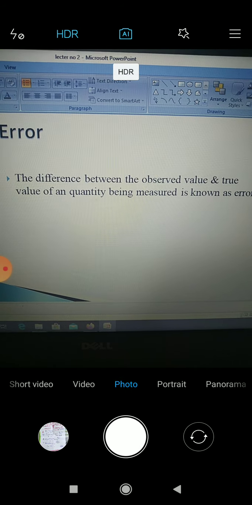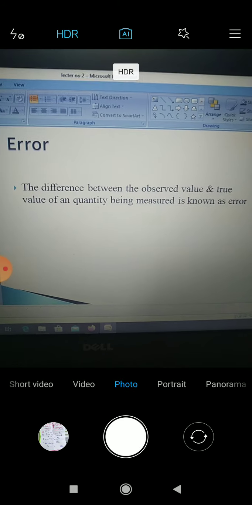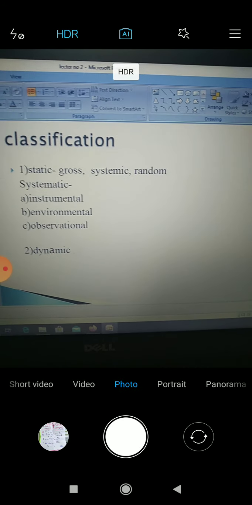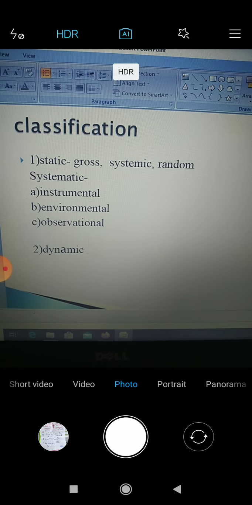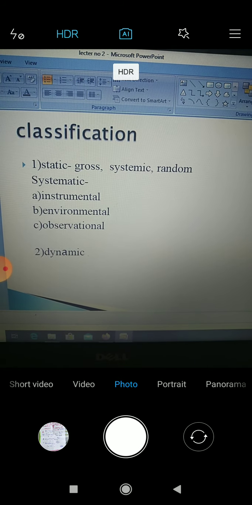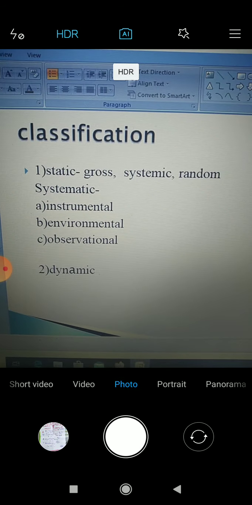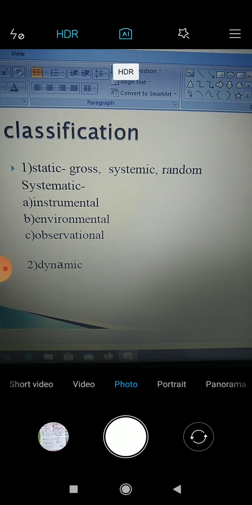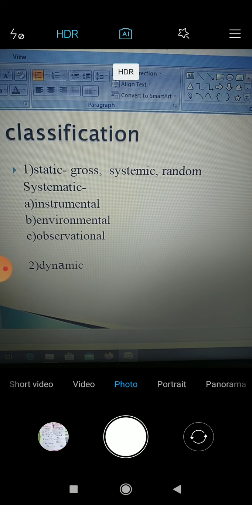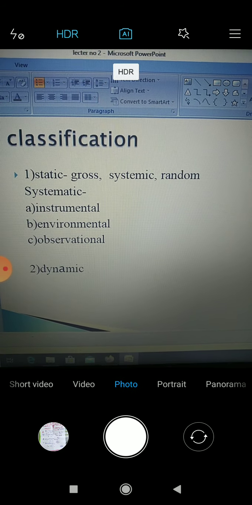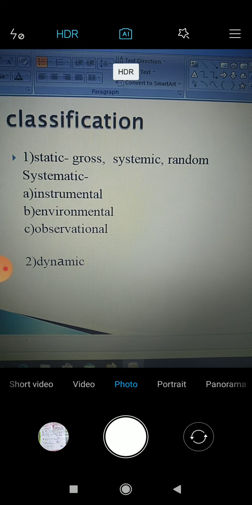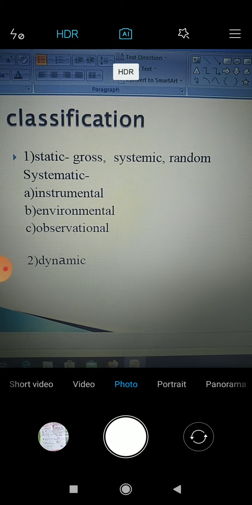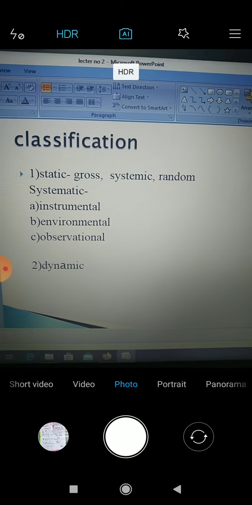Next we'll move on to the classifications of error. The first one is static, the second one is dynamic. Static is divided into three types: gross, systematic and random. Systematic is again divided into three types: instrumental, environmental, observational. Next we'll move on to the detailed one by one.